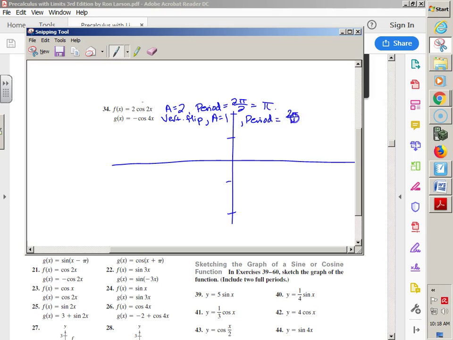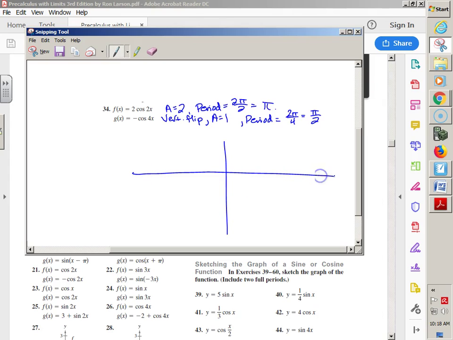2 pi over 4, right? Which will be 1/2. Even shrunk down more than this guy is. Now that I have all my clues, just for sake of illustration, let's think about our graph. Now that I know that this guy goes up 2 and this guy goes up 1, I know that when I put my tick marks, I'm going to be totally fine. Because one guy is going to be cycling in here, one guy is going to be cycling in there.